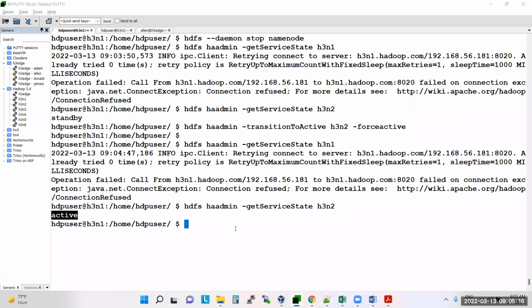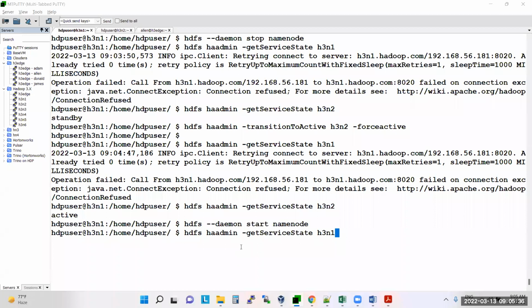Now I will start the first name node, which I stopped earlier. Now see the status of the first name node after starting it. What is the status? Standby. Who is active now? S3N2 is active and S3N1 is standby. So if you start or restart any name node, by default it will enter into standby. Got it? Yes, sir.